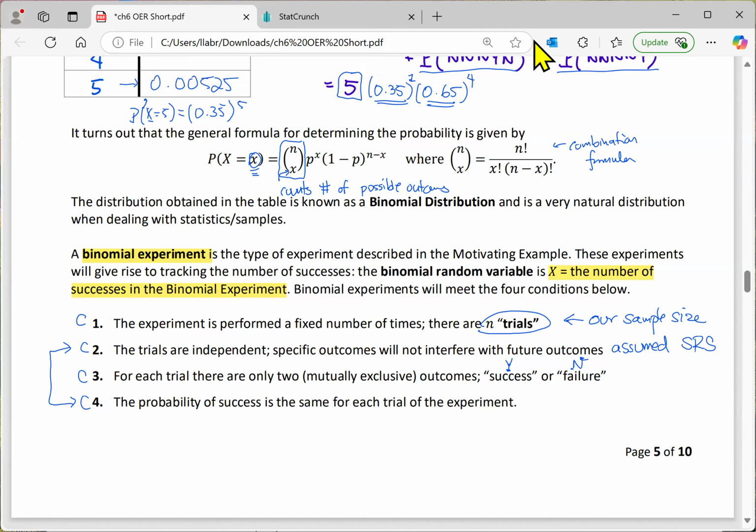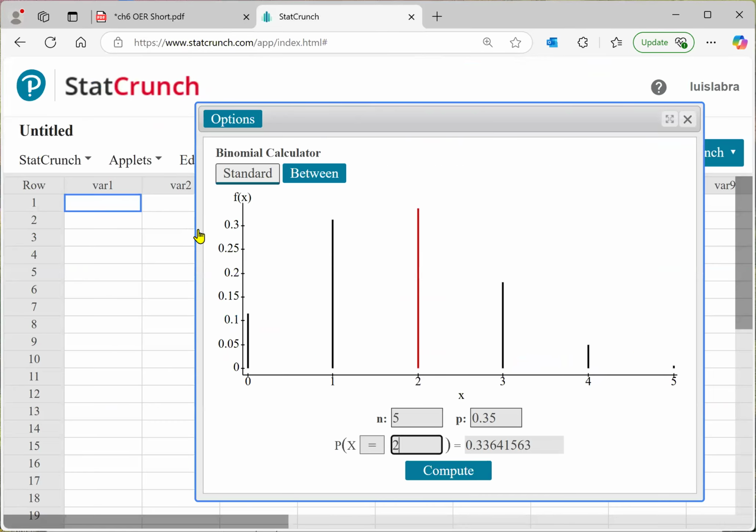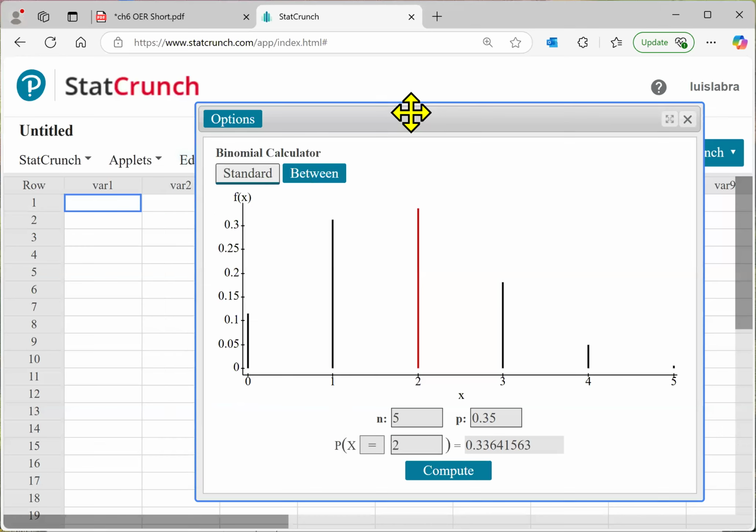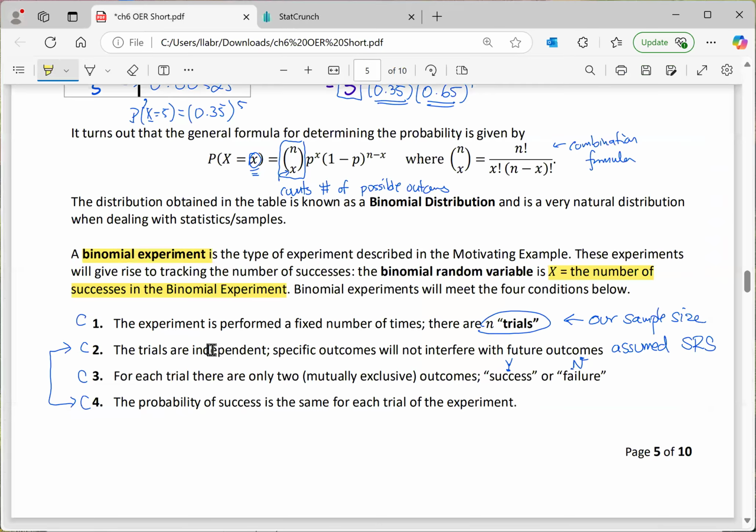And you saw how easy it was to analyze. We basically just did 3 clicks in StatCrunch, and we got everything that we potentially wanted to know about that random variable. All right, so in the next video, we'll demonstrate how to determine whether something is binomial or not.